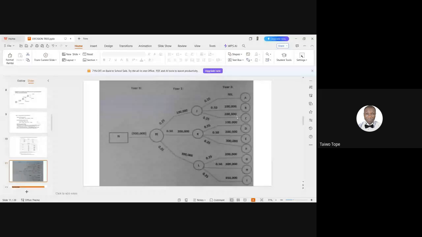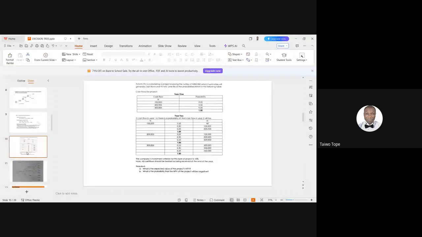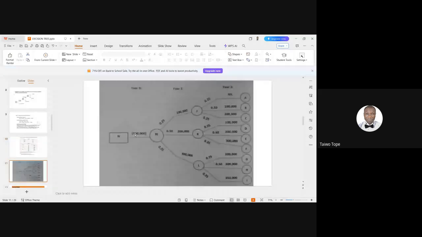So for this now, we are asked to calculate the NPV of the project. Calculate the expected value of the project NPV. So now, I've shown us this.